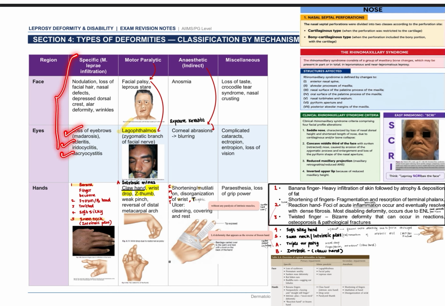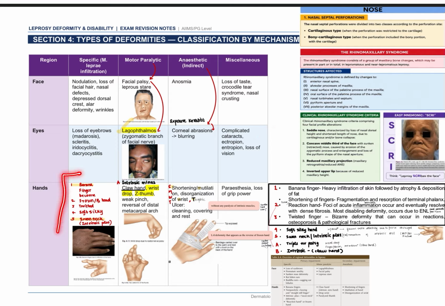So these are the specific M. leprae infiltration. And after that, due to motor paralysis in the face, we can see facial palsy or leprous stare because of infrequent blinking. Then after facial palsy, lagophthalmos, which means that the eyes won't close. And due to anesthesia there can be anosmia, and if the eyes are left open there can be corneal abrasions or blurring. Miscellaneous are loss of taste and complicated cataracts that develop in the eyes.